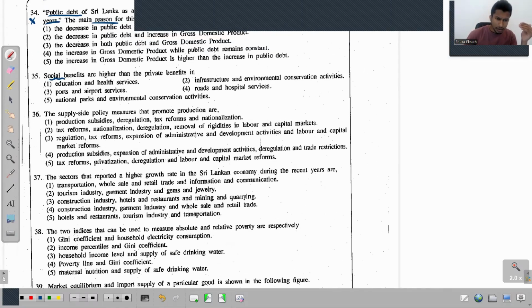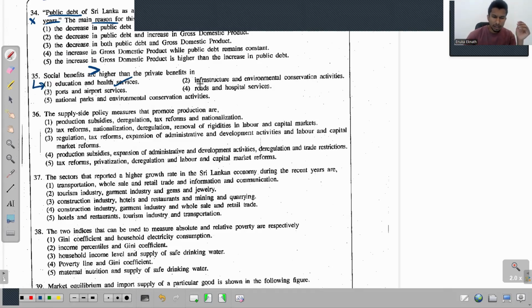It says, social benefits are greater than the private benefits. See now the social benefit must be greater than the private benefit in which goods? Tell me that. In merit goods. Right? In merit goods. So now we have to find the answer which presents a merit good. Right? The first one, education and health services. Those are the examples for merit goods, and that's the answer for this question 35.